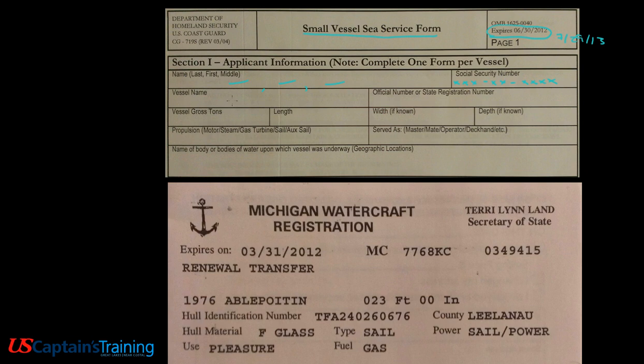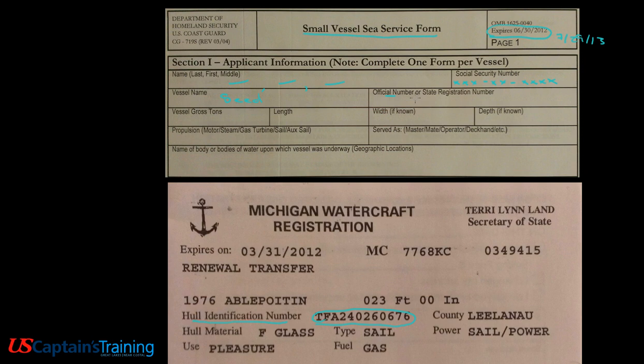Now the vessel name. So put your vessel name in here. This particular sailboat, I just named it Seed, because it looks like a pumpkin seed. It's a really strange boat. Official number or state number. The official number is the hull identification number here. This is Michigan registration. Hull identification number. This is the official number right here.